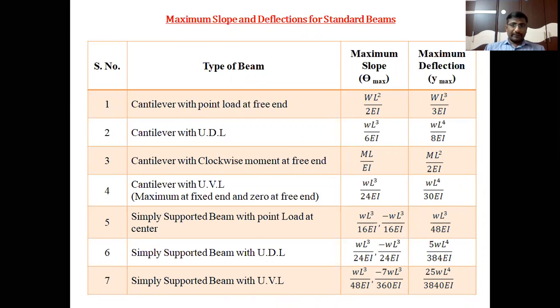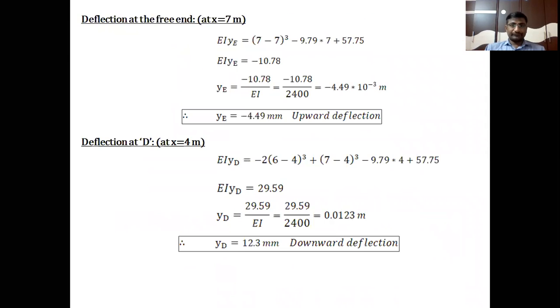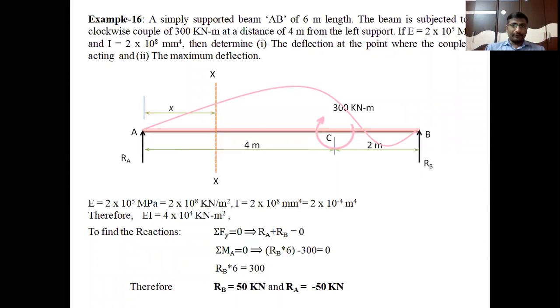Okay. Then this is the list of formulas which are derived up to now, maximum slope and maximum deflection formulas, but simply first some standard beams. After completing this, we'll go for another method, the moment area method, in the next class. So now I will explain this problem, example 6.